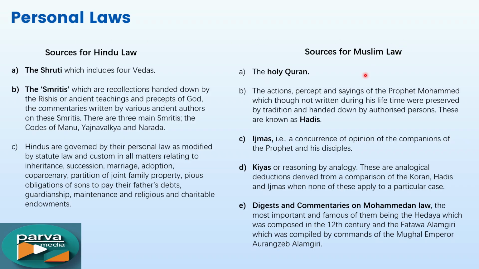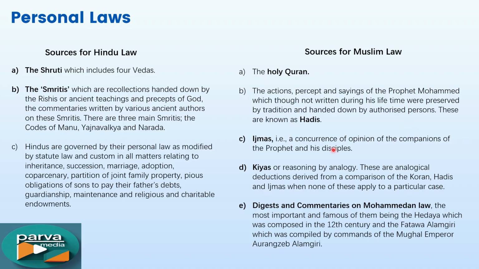Moving on to our sources of Muslim law. Muslim law or Sharia is primarily based on divine revelation and the teachings of the Prophet. Its key sources are the Holy Quran, the foundational text of Islam, believed to be the word of God revealed to Prophet Muhammad. Next is Hadith, or Hadiths. They are the sayings, actions, and approvals of the Prophet Muhammad. Though not written during his lifetime, they were preserved and transmitted by his companions.